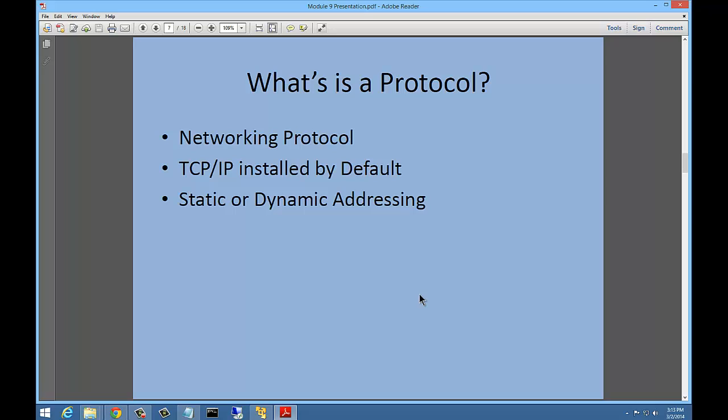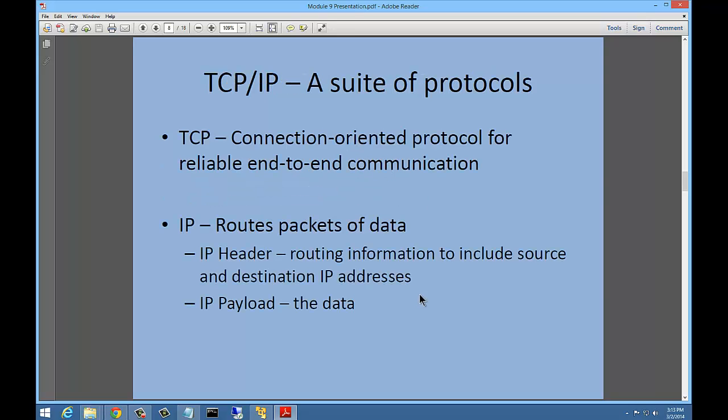So one of the biggest things that could happen is you could have an issue with TCP/IP. So it's important to understand what TCP/IP is. It is a networking protocol installed by default, and it's what you use to communicate between servers and other computers. And that IP address can be static or dynamically addressed. TCP over IP is really what we're talking about here. TCP is the connection-oriented protocol for reliable end-to-end communication. What that means is when any computer sends data from one computer to another using TCP/IP, it's going to make sure that that data got there, and it got there in the correct order. If it detects that there's any kind of a problem, it will resend it. So that's what makes it a reliable protocol.